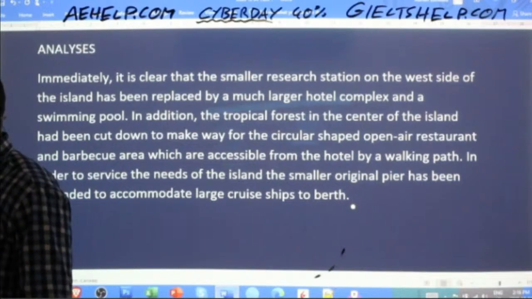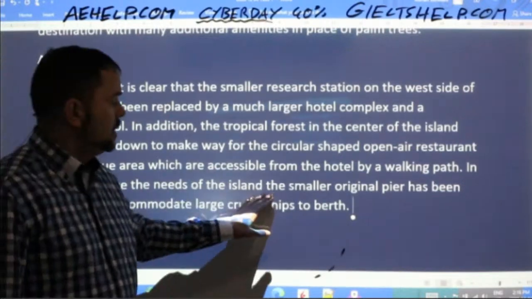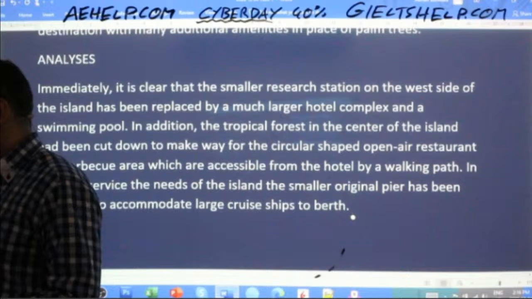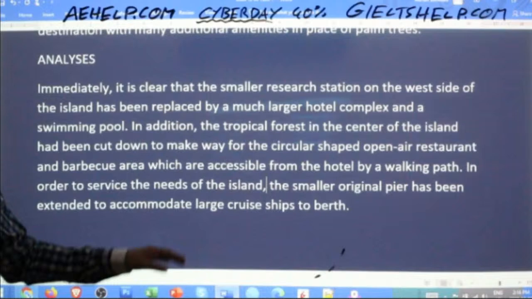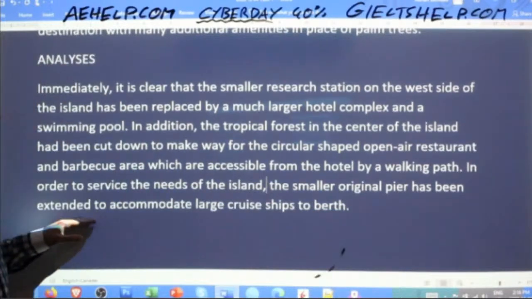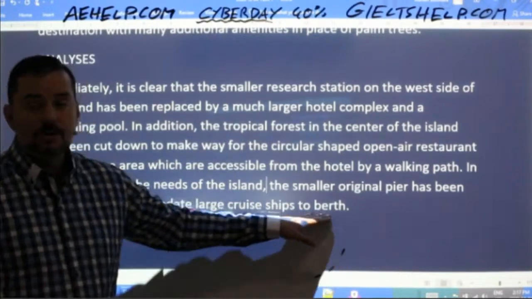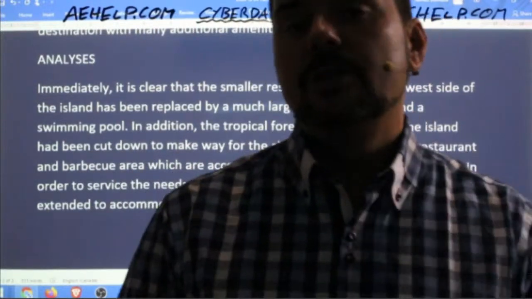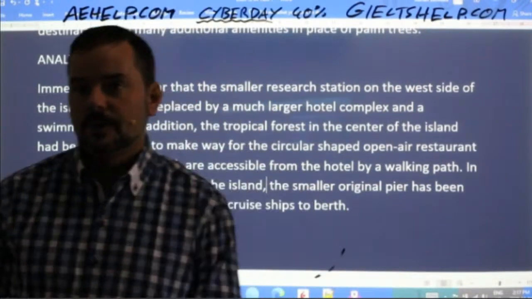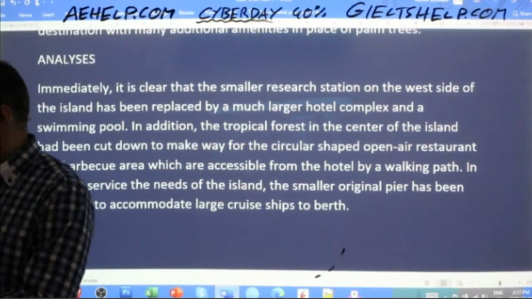Okay. Here's what I wrote. Maybe you're writing as well right now. So I said, in order to service the needs of the island, let's put a comma there because this is a dependent clause followed by the independent clause. So the smaller original pier has been extended to accommodate large cruise ships to berth. Okay, berth is the verb for park. When you park a boat, you dock the boat or you berth the boat. Think of birth like when a baby is born. Okay, different spelling.